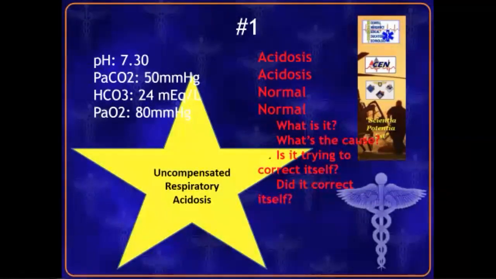It's a respiratory problem. That's what I need to address as a clinician, as the nurse, or the provider. I need to fix their breathing. If I don't fix their breathing, they're going to start shifting their bicarb to compensate. And that's going to start causing some other problems. Okay, so uncompensated respiratory acidosis.